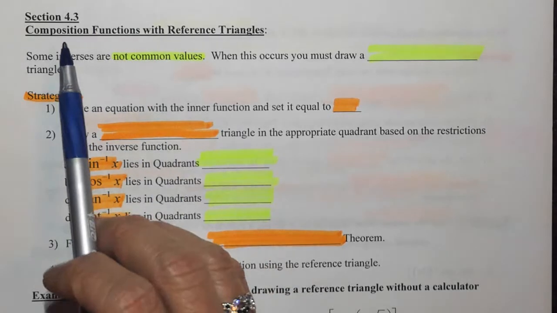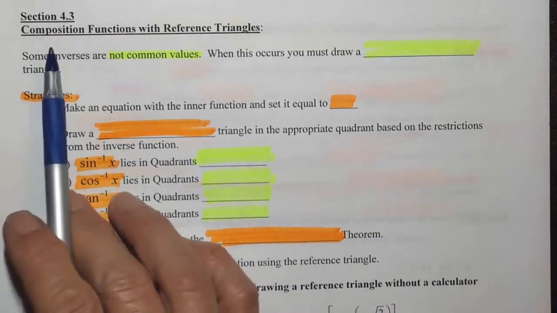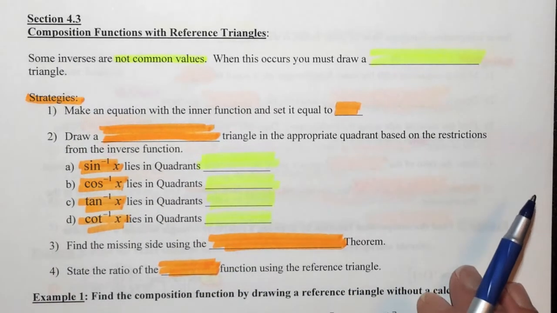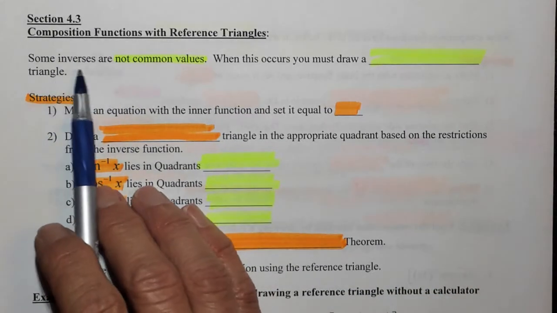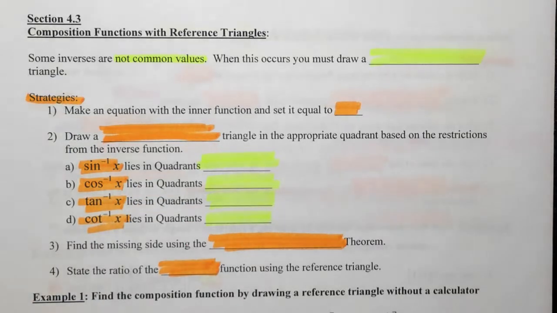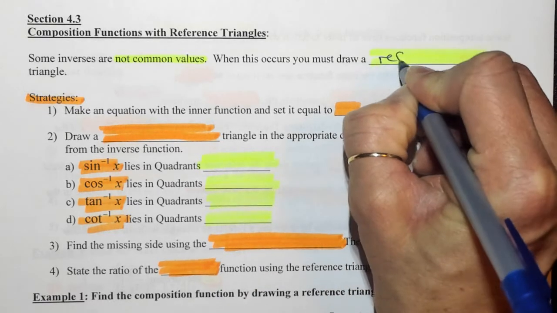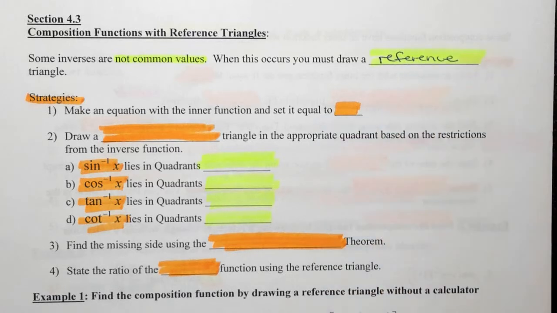Okay, in section 4.3, we're going to talk about composition of functions with reference triangles. The purpose in this is because sometimes we will have inverses that are not common values from the unit circle. So when we have something like this, we need to again go back to our reference triangle so that we can solve. So here are a series of strategies.